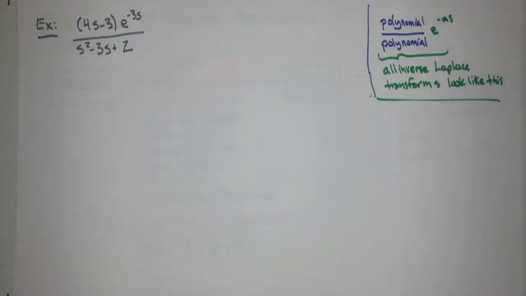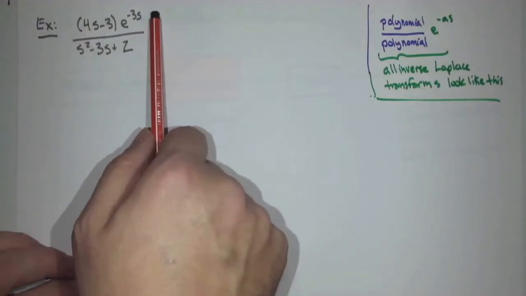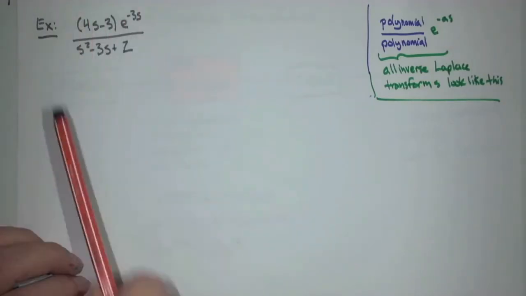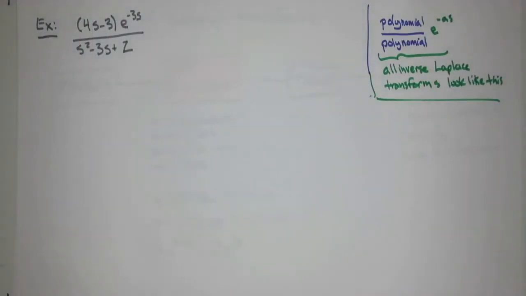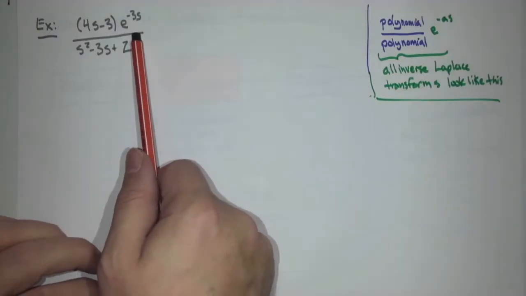So the place to begin is to remember, where can we do partial fractions? Can I do partial fractions with this entire expression as it's currently written? And why not? No, we can't. Someone said we have to factor the bottom. Yes, that is one issue, but there's something else. The e to the minus 3s, that's not polynomial.